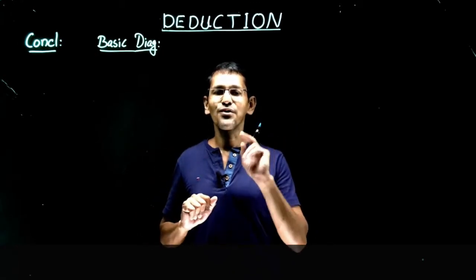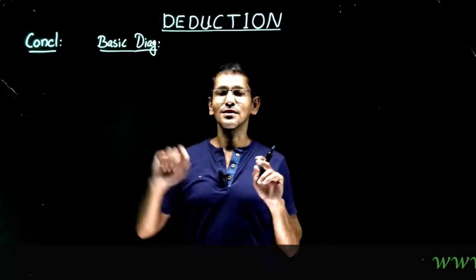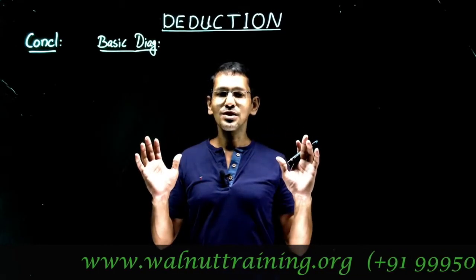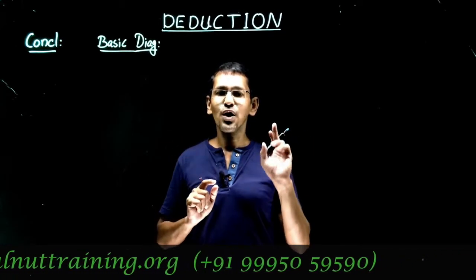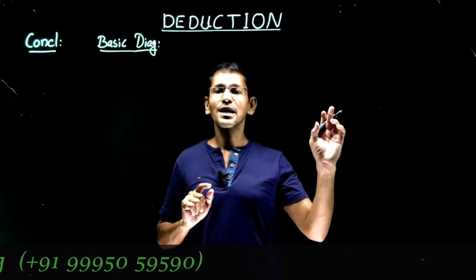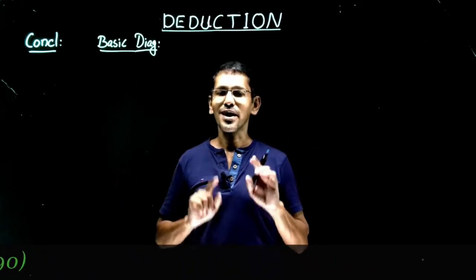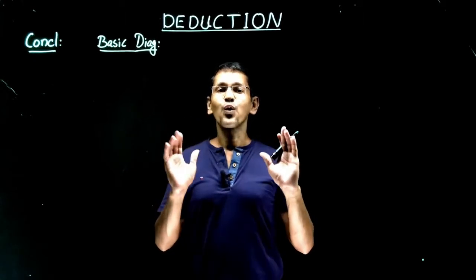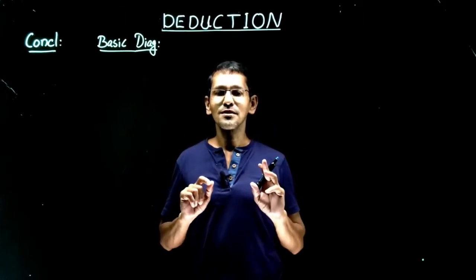So where do we start from? We start from conclusions. And how do we check the conclusions? We'll check the conclusions with the basic diagram we have. Right? So the starting point is what? Conclusions. Well, what are the major types of conclusions?